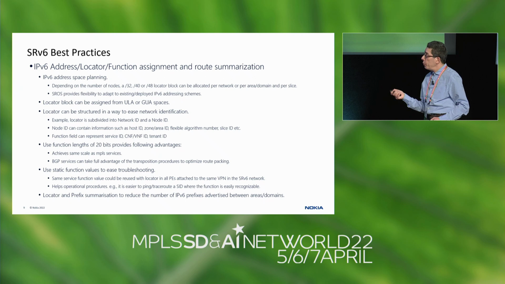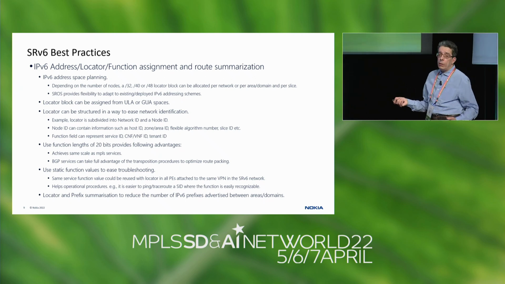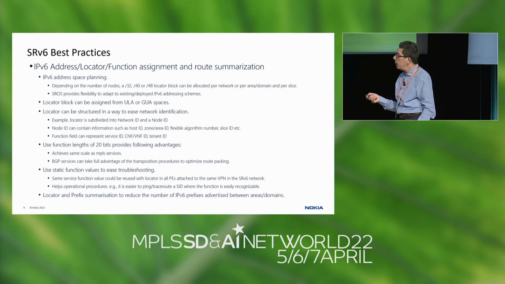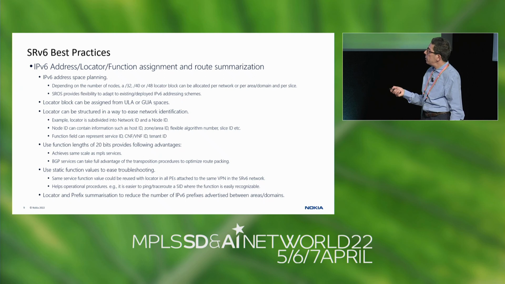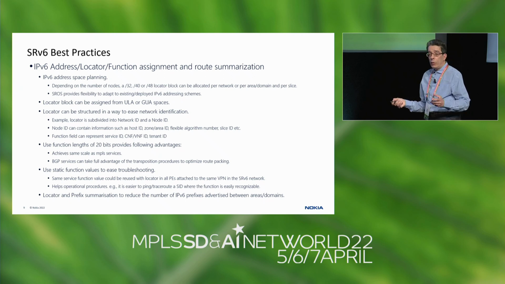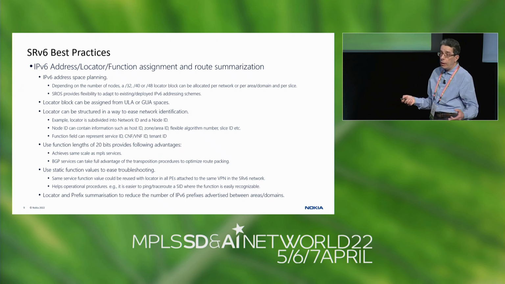We know that you can use functions of size 16, 20, or 32 bits. These are typical values that we see in implementations. 20-bit is a nice sweet spot because it achieves the same scaling as MPLS services, for instance. It also allows the transposition of the function part of the SID into the label field of the NLRI for the VPN routes. It allows us to optimize route packing, especially for EVPN and VPWS services.